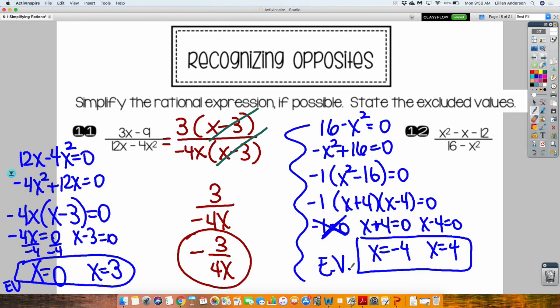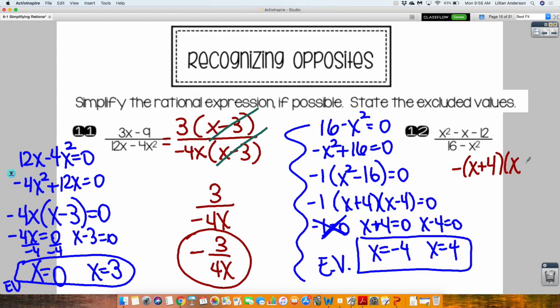Almost there. Almost. Last one. Okay. Woo! Let's factor this. I already know the bottom. The bottom's going to factor down to be a negative x plus 4, x minus 4.